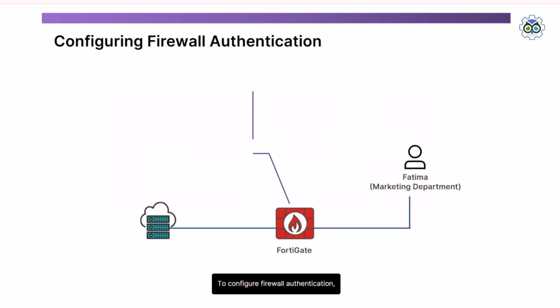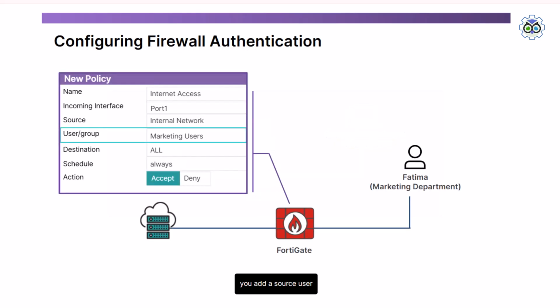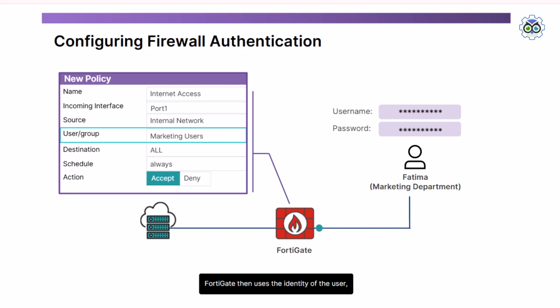To configure firewall authentication, you add a source user or user group to the firewall policy. This requires that users enter credentials at the beginning of the session. FortiGate then uses the identity of the user, along with the other rules in the firewall policy, to determine if the traffic should be allowed or denied.